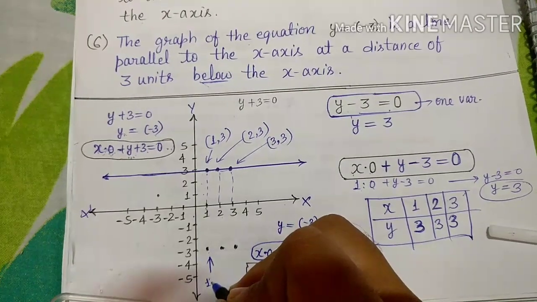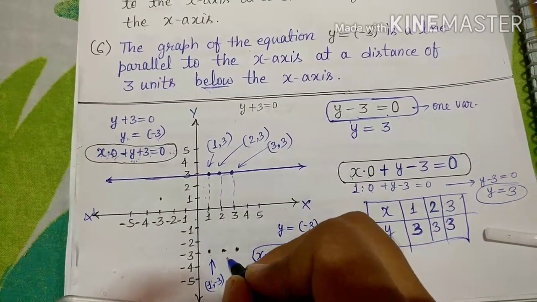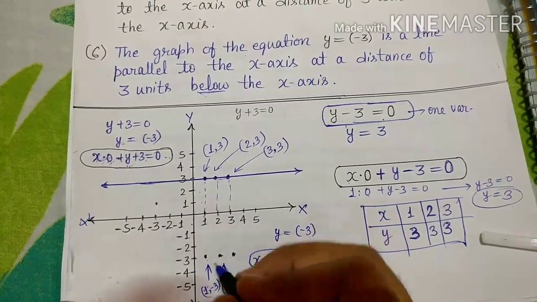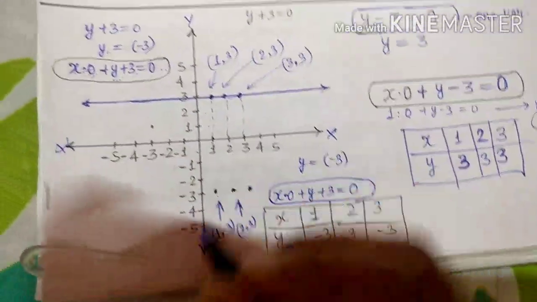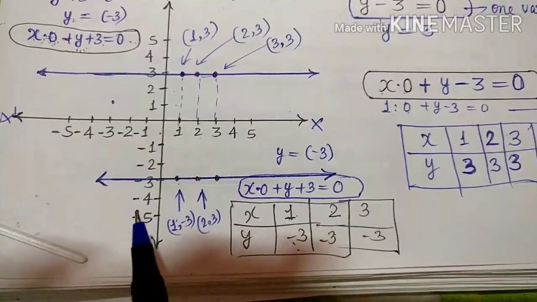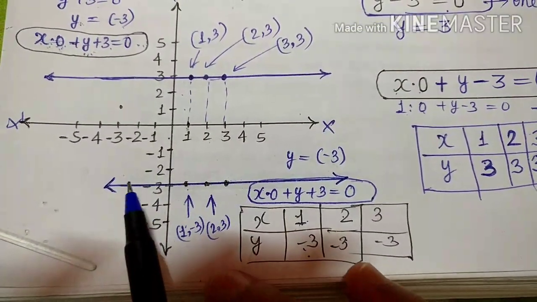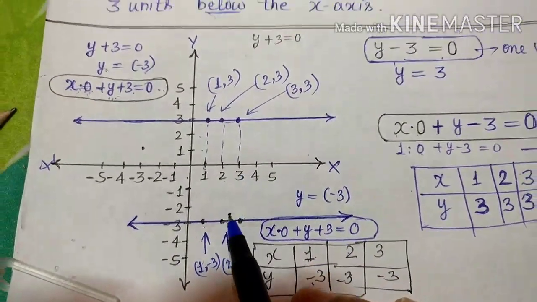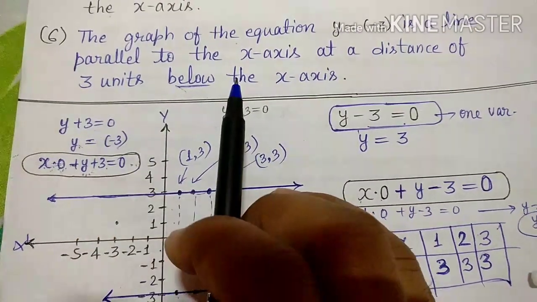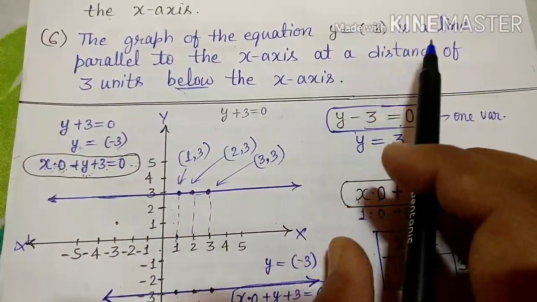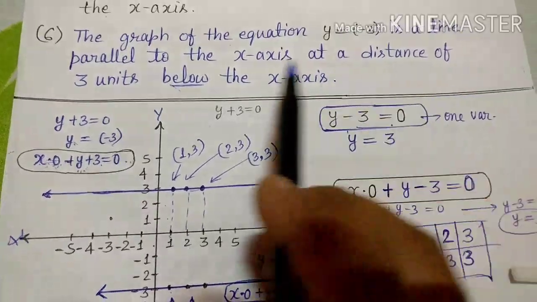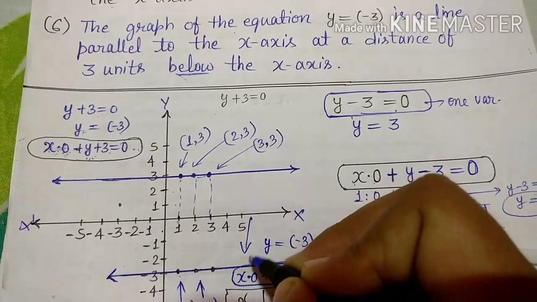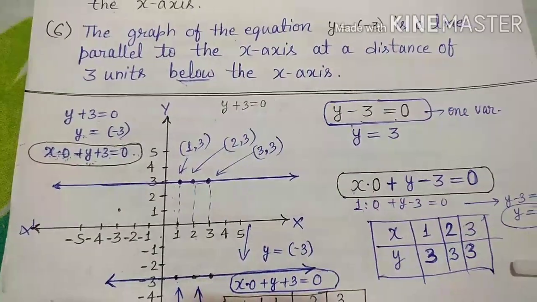This is 1 comma minus 3. This is 2 comma minus 3. And this point shows 3 comma minus 3. Now join these points with the help of a scale. Just check. If we join all these points, we get a line which is parallel to the x-axis, but this time the line is below, as we have seen in point 6. The graph of the equation y equals minus 3 is a line parallel to the x-axis at a distance of 3 units below the x-axis. This time we get it on the downside of the axis, when the y value is given as minus 3.